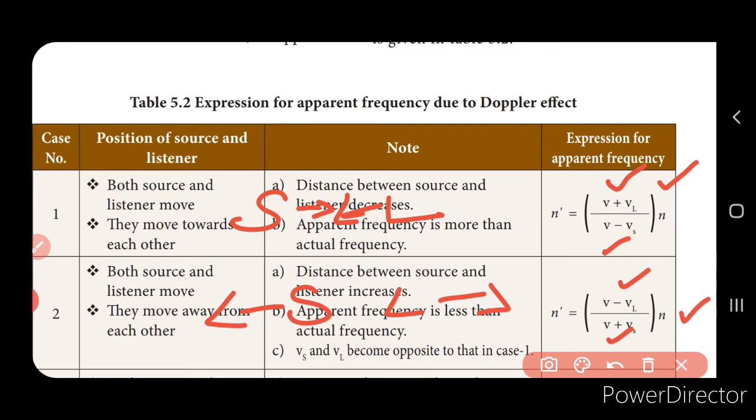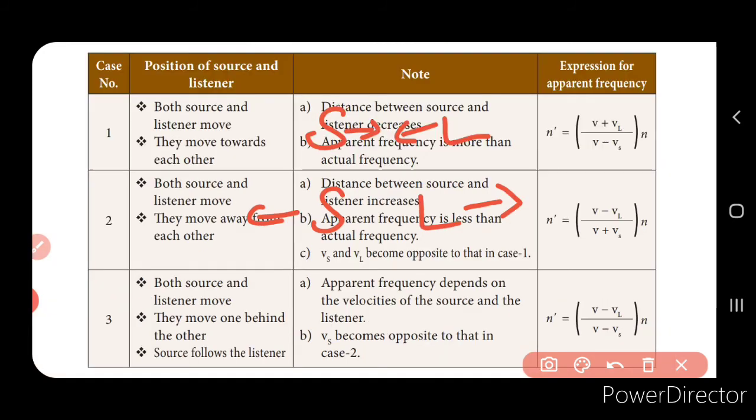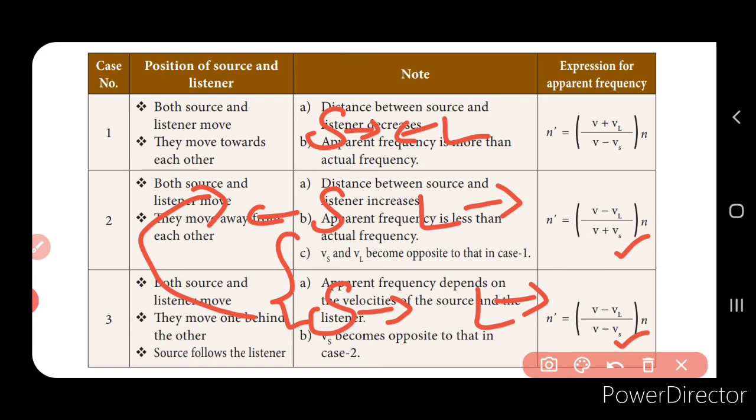So this is how you can relate one formula with the other, and you can memorize it or recall it. Now let us see the third case. Here the source and the listener are moving, but the source is following the listener. Now here you can compare this with the second case. If you compare it, what is the direction of the source and the listener? Now the direction has changed, isn't it? So in the denominator you change the sign. Here you have the positive sign, here you can make it a negative sign.